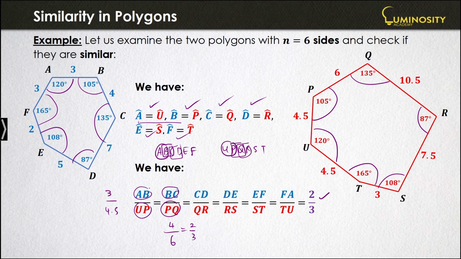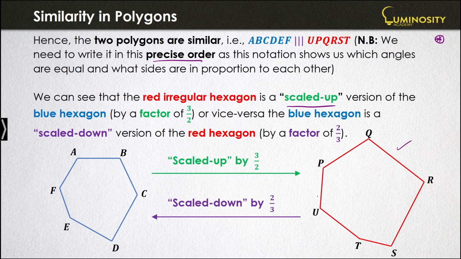Because we did the blue over the red, which is the smaller over the bigger, we got the smaller ratio 2 over 3. Whereas if we did the big over the small, we would have 3 over 2, which is a bigger ratio. So essentially, with similarity in polygons, we need to check a specific order of the polygon and check that each of the corresponding angles written in that order are equal to each other, and the corresponding sides are all in the same proportion.